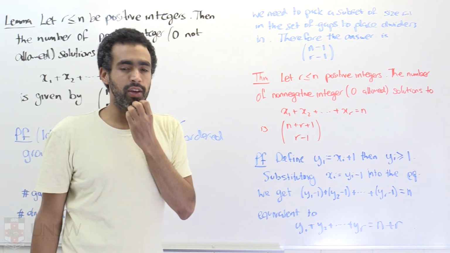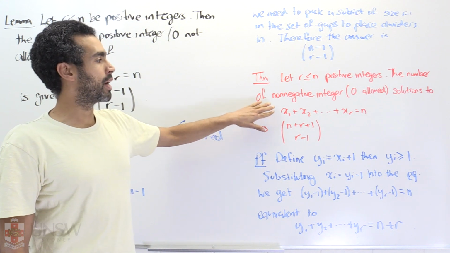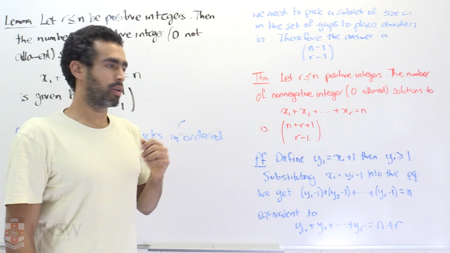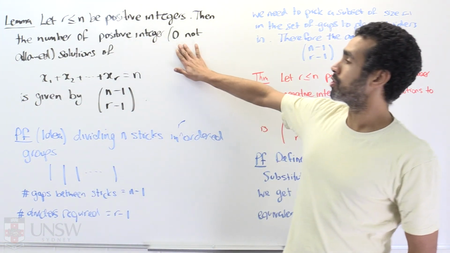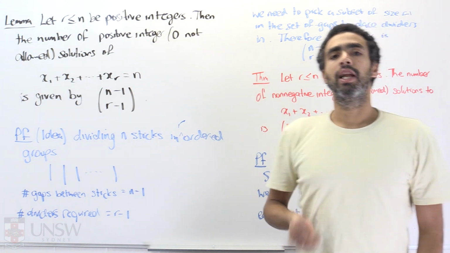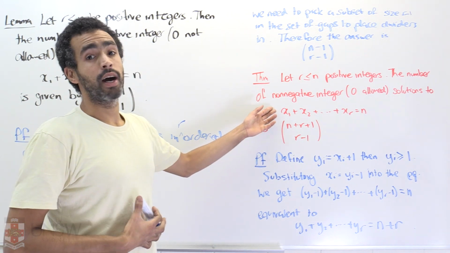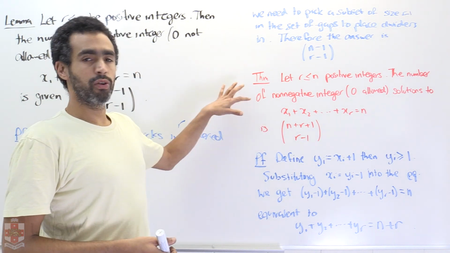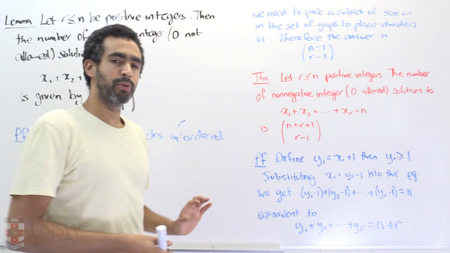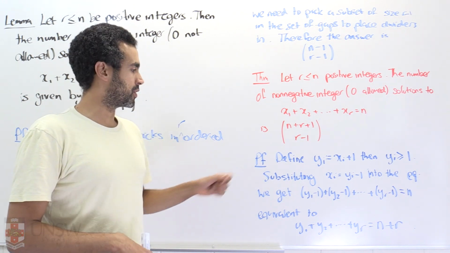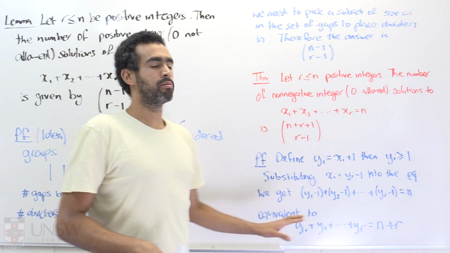And now we move on to the theorem. We're doing almost the same thing, but we're going to allow the xi's to be 0. Previously we were counting positive integers, so 0 was not allowed. Now we're going to allow 0 to be an xi, so the xi are non-negative integers. So how do we do this? Well, we'll do an intelligent substitution. We're going to define yi to be xi plus 1.